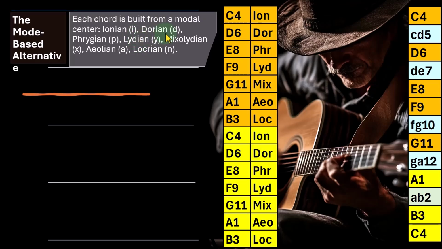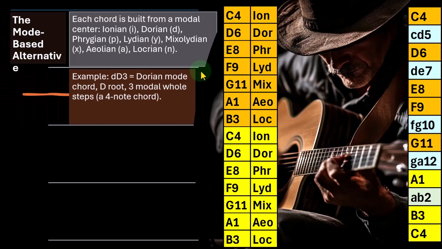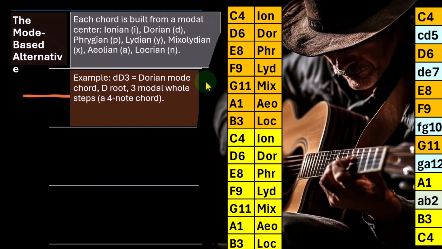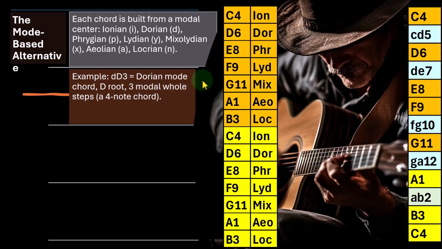And then I'm going to give an abbreviation of the modes because these are the continents on your guitar that don't change. That's what you want to memorize. So an example, we could build a chord construction something like this. We could say it's a DD3. What does that stand for? It's a Dorian. That's what this D stands for. And that's the mode. The root is a D, so it's a D Dorian. And it's a 3 modal whole steps. So it means it's a 4-note chord.